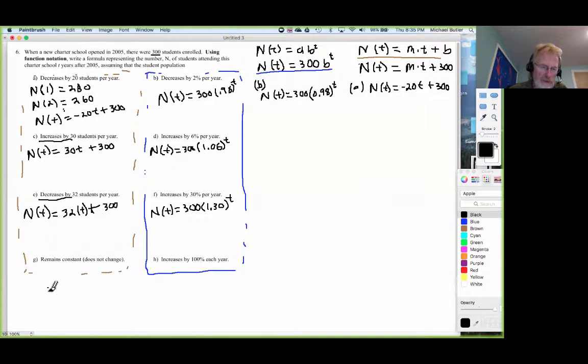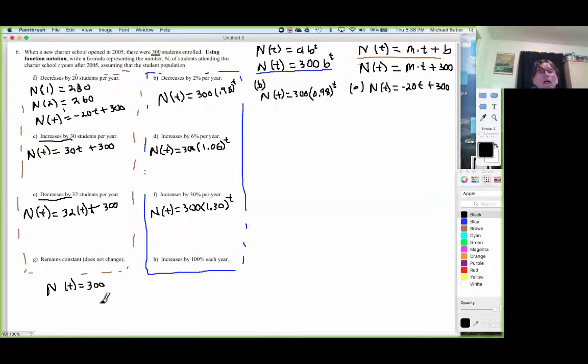Remains constant, does not change. Well, that would be n of t equal to 300, wouldn't it? The slope is 0. Yeah, I got that one right.